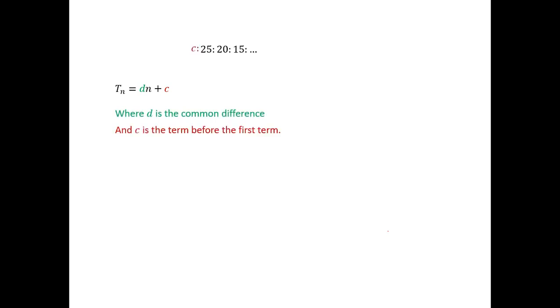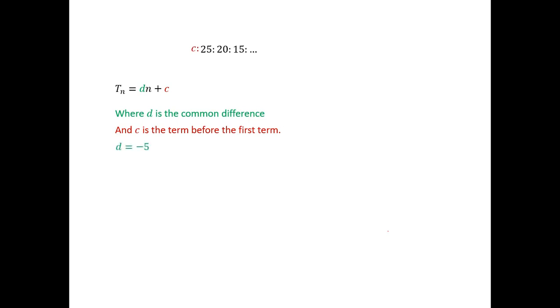Now, I'll just show you a nice way of doing it. Here I have D, which is a common difference, and that is -5. You get it by taking term 2 minus term 1. 20 minus 25 will give you -5.